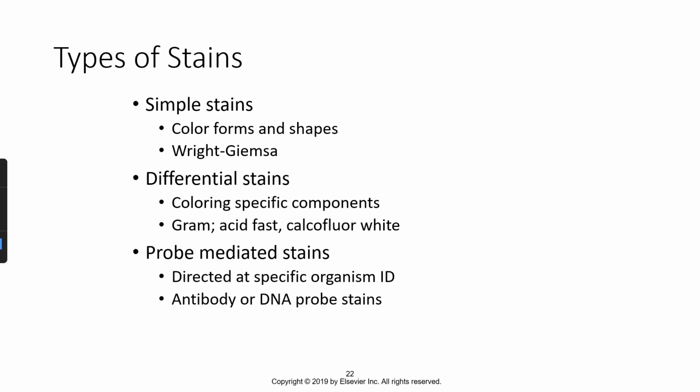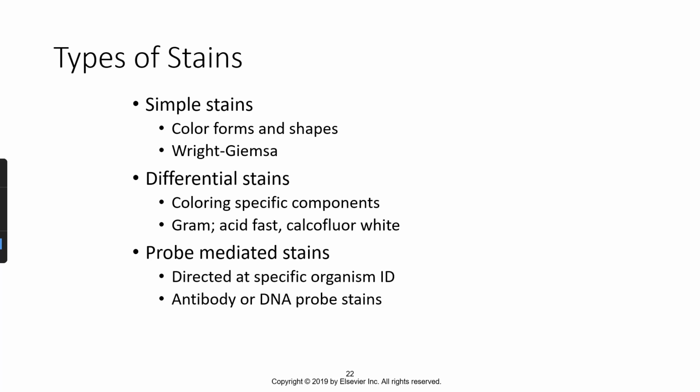Stains can be classified as simple, differential, and probe-mediated. Simple stains are just going to provide a stain and everything is going to look pretty much the same within that stain. Differential stains allow you to differentiate different structures or different cell types within a sample because they're going to stain different colors. So for example, an endospore stain, the endospores are going to stain usually green while the background cells are going to be pink. In a gram stain, gram positives are purple while gram negatives are pink or red.